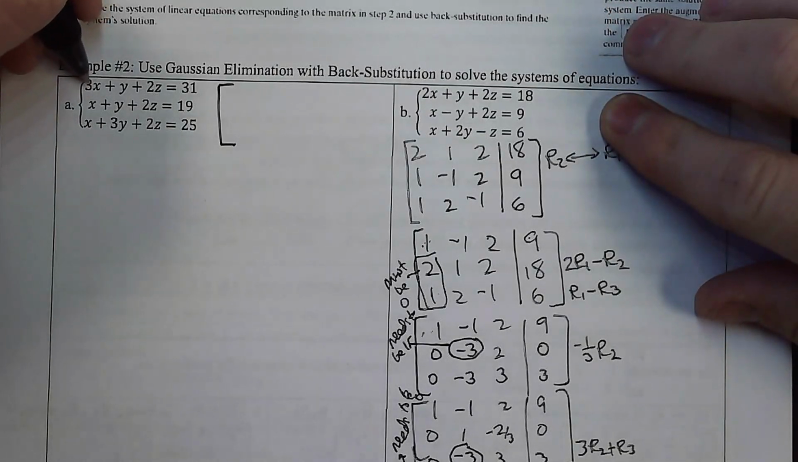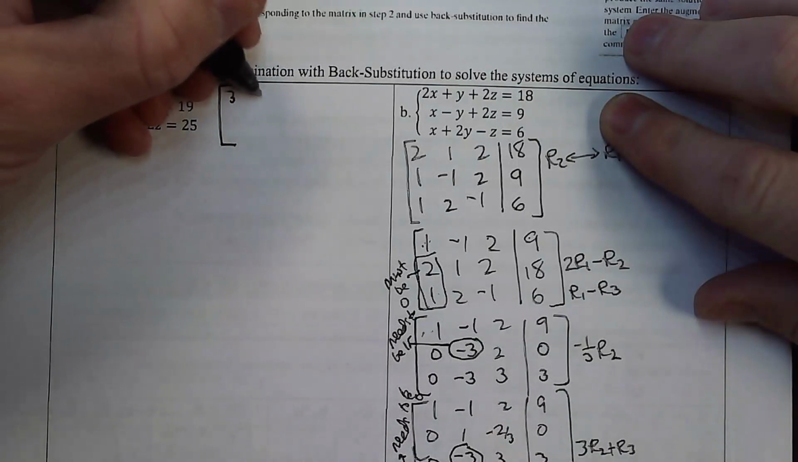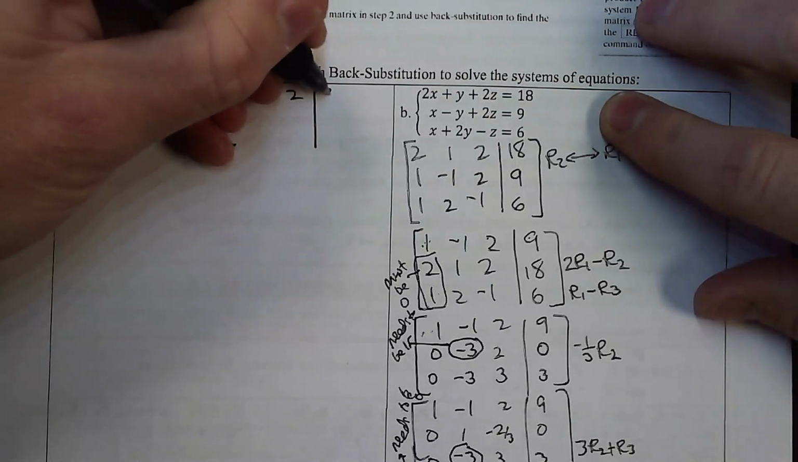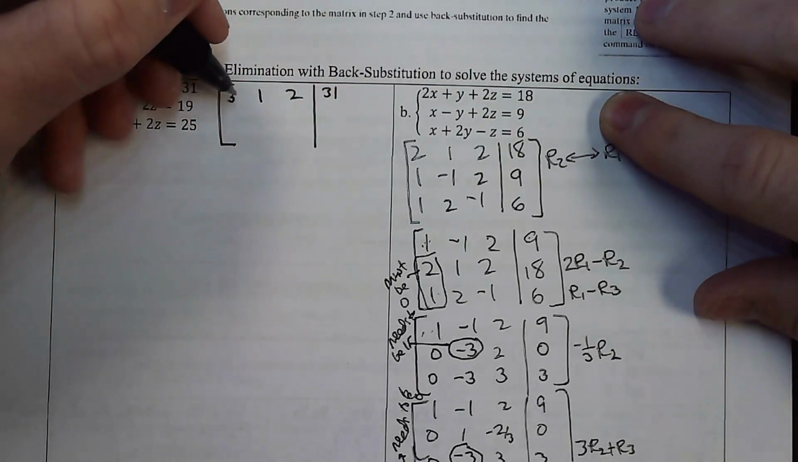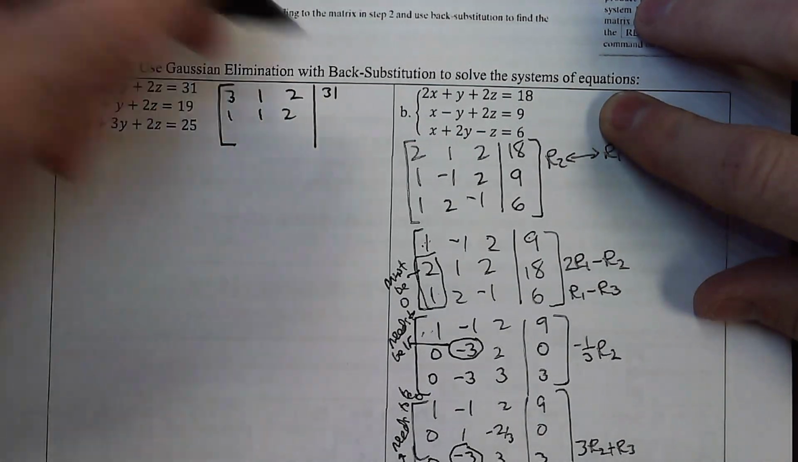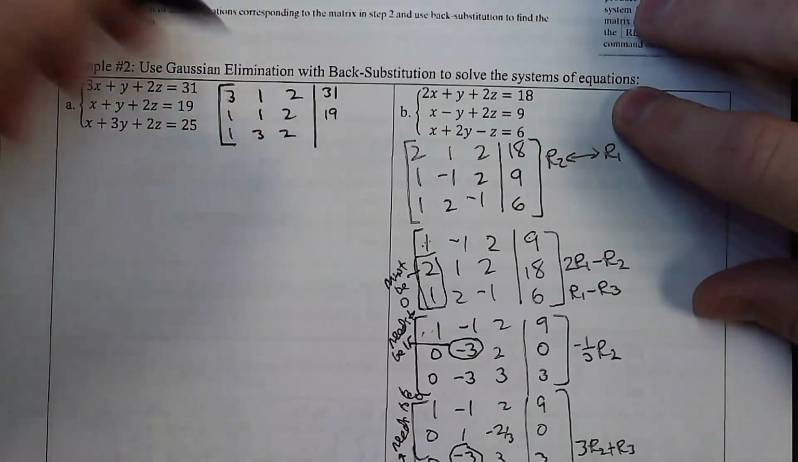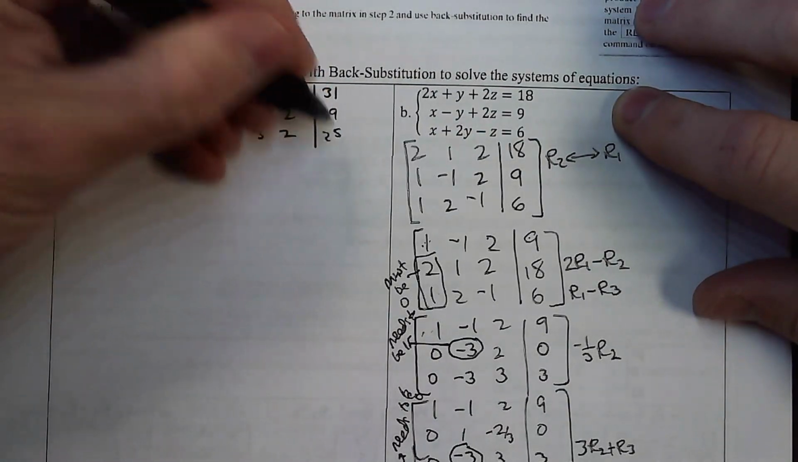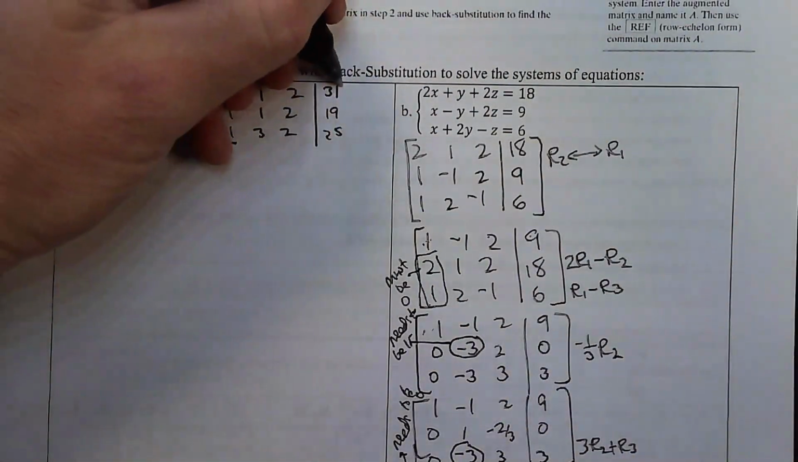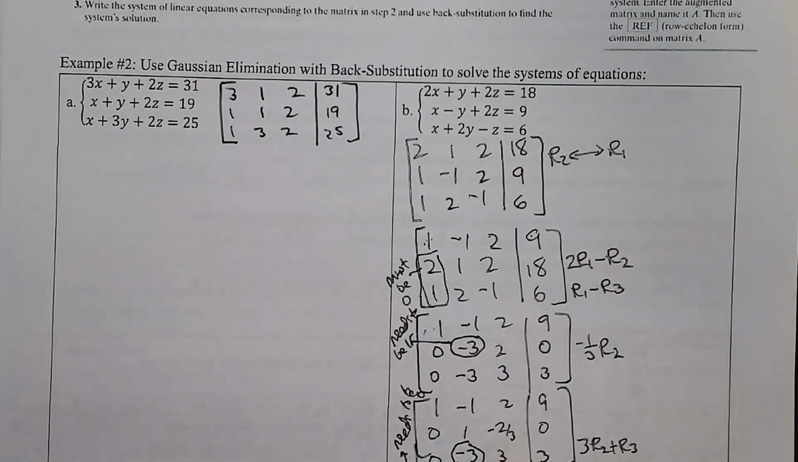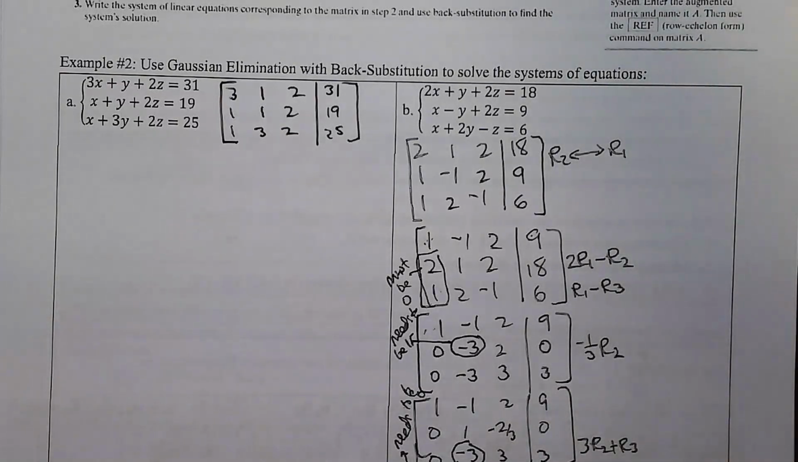So I write the coefficients 3, 1, 2, and then I put a vertical segment there before the answers: 31. Then 1, 1, 2, 19. All right, and then 1, 3, 2, 25. Okay, so you've got to write the matrix first.